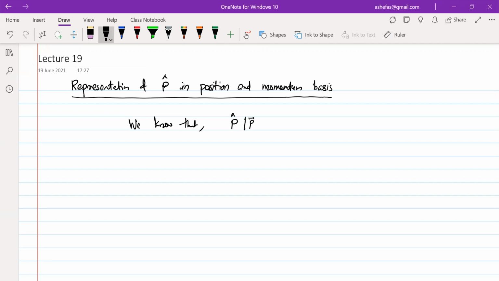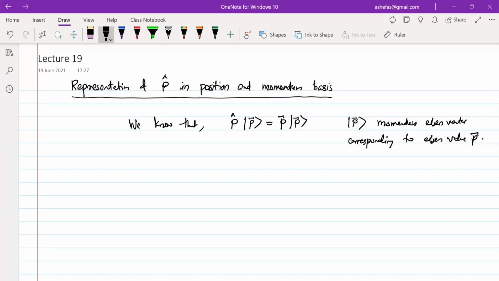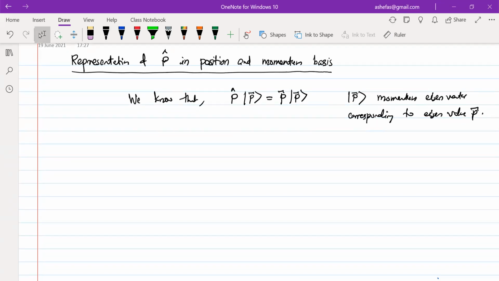acting on the momentum eigenvector gives the momentum eigenvalue times the momentum eigenvector. So here the ket P is the momentum eigenvector, which is the eigenvector of momentum operator corresponding to eigenvalue momentum P. Okay. So then what we want is how will you represent this momentum operator in position basis?